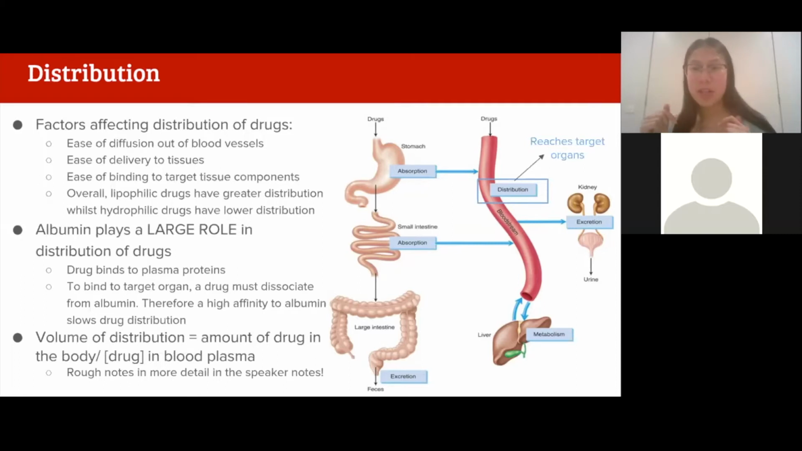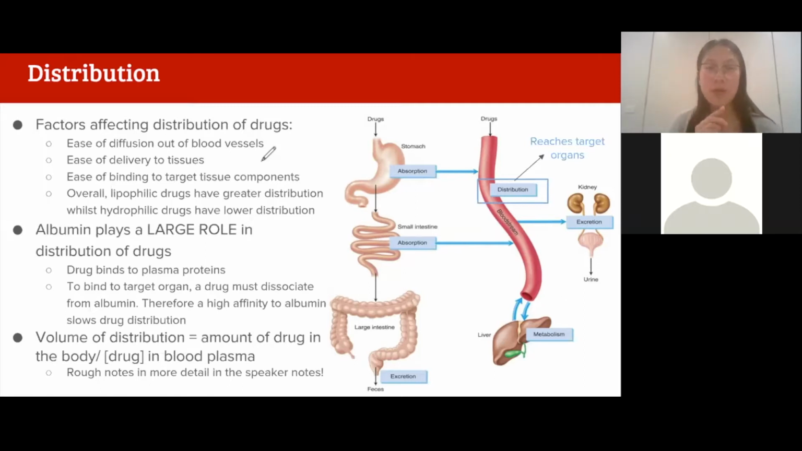Some other things I've got written in the notes are blood flow. So if an organ receives more blood flow, there'll be more drug distribution to that organ. Same thing with capillary permeability. So that's the idea: how easy is it for the drug to diffuse out of the blood vessels?